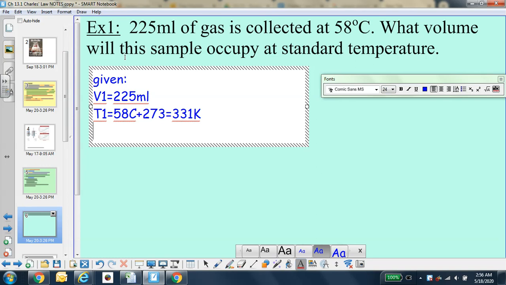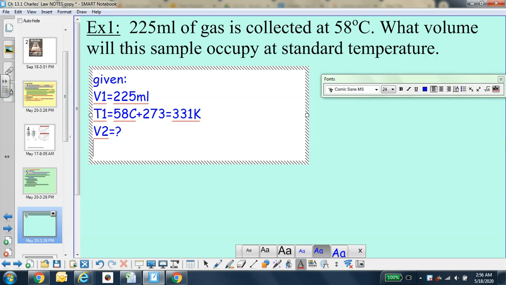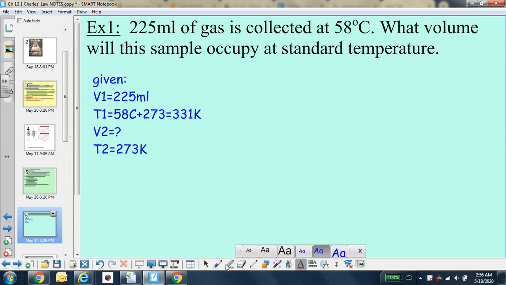What volume will this sample occupy? So that's what we're solving for. We don't know what it is, we'll put a question mark next to it. T2 is standard temperature. So what is standard temperature? We just went over it in our notes. 273 Kelvin.